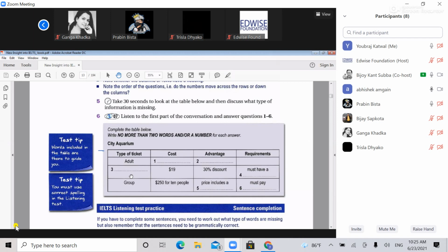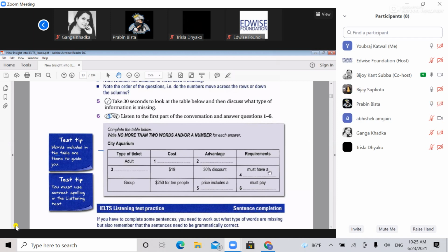Student. Students, or singular? Look at the list. It must be singular, with a capital S: Student. All right, $19, 30% discount.